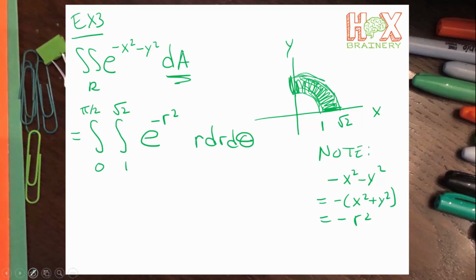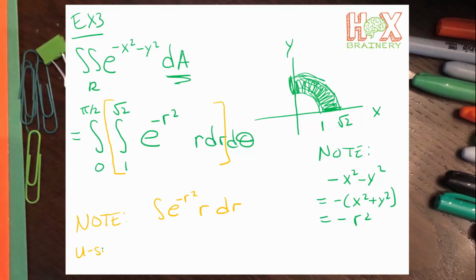All right, so let me switch colors here. I want to do the inside first and work my way out. I'm going to write a little note here, and I'm going to keep it in a different color. If I'm just looking at this part here, ignore the limits of integration. We're going to do some scratch work.